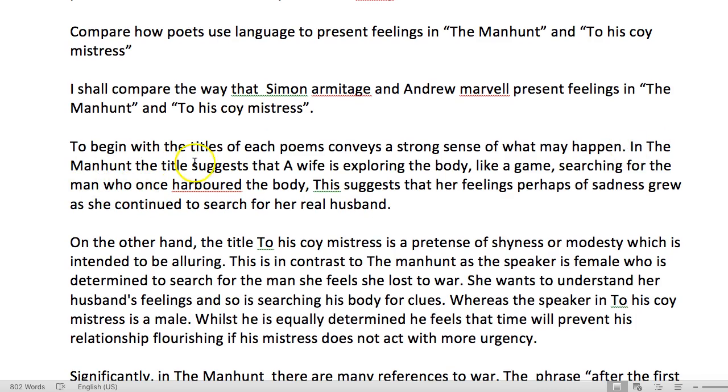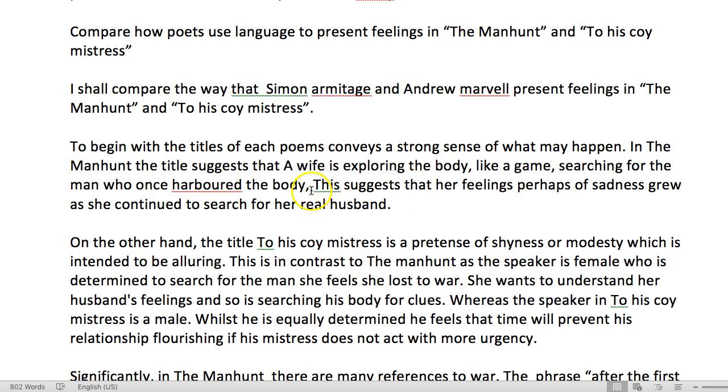"In The Manhunt, the title suggests that a wife is exploring the body like a game." Well, whose body? Is it a lover's? Are they married? Be as specific as you can. "Searching for the man who once harboured the body." Do you mean inhabited that body? You have to be specific in your language, and you've made a point here, which might be a brilliant one, but you haven't included a quotation, and you must have quotations for each point that you make.